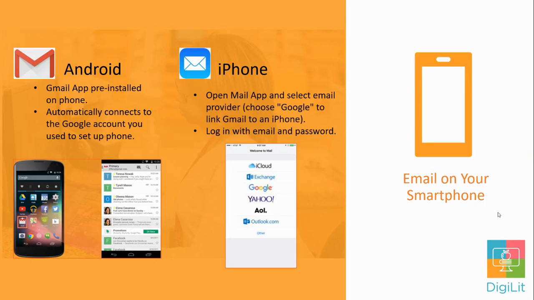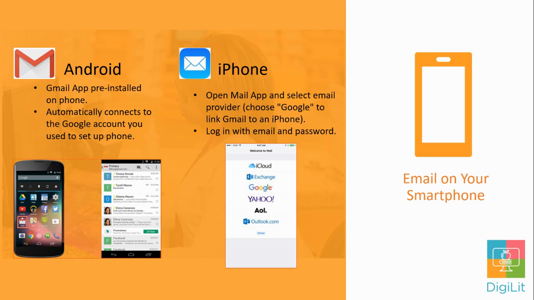Email on your smartphone. Email apps are often pre-installed when you first get your phone. You can also easily install the email app of your choice onto your phone by following the previous steps we covered to install an app. An Android phone will already have the Gmail app pre-installed. The iPhone will have the Mail app pre-installed. This is the icon for the Mail app, and this is the icon for Gmail.